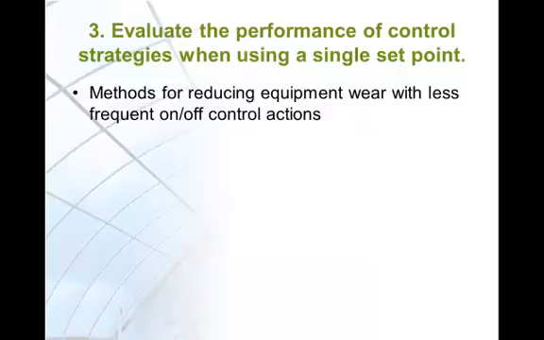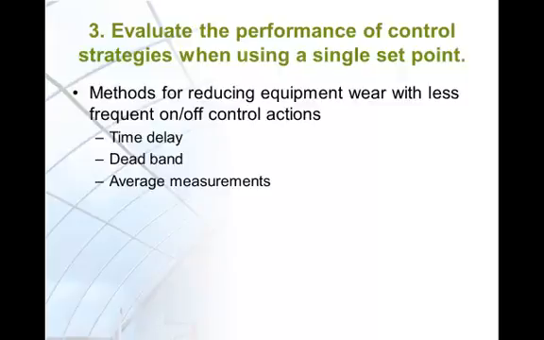There are methods for reducing equipment wear with less frequent on-off control actions. These methods include the time delay, deadband, and averaging measurements. In the next few slides, we will talk in more detail about each of these three methods.